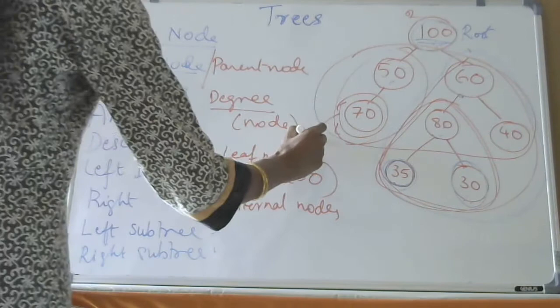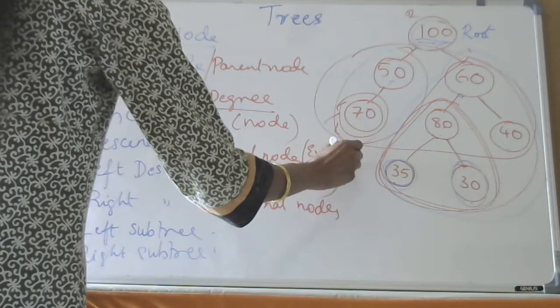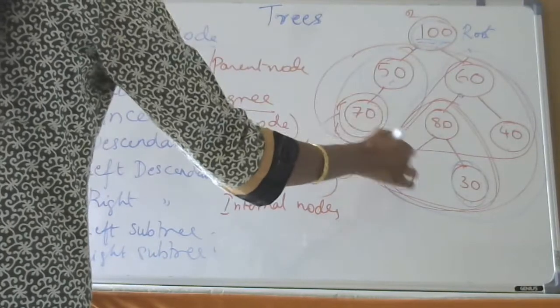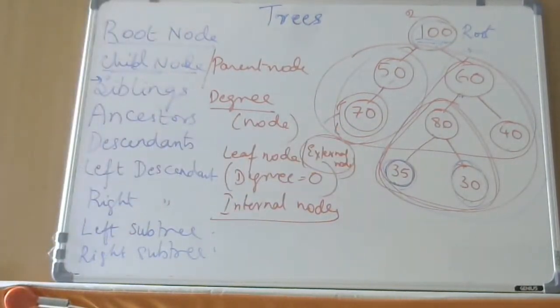A leaf node is also called an external node. The other nodes, except leaf nodes, you call internal nodes. Leaf nodes are also called external nodes.